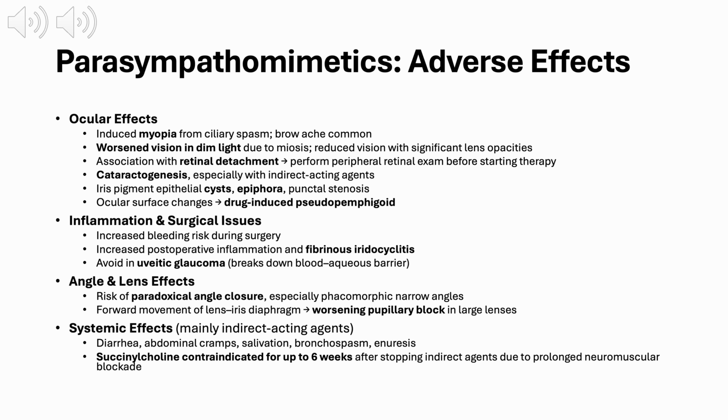Starting with ocular effects, these drugs can induce myopia from ciliary muscle spasm, often accompanied by brow ache. Patients may also experience worsened vision in dim light due to miosis, especially if lens opacities are present. There's a known association with retinal detachment, so a careful peripheral retinal exam should be done before starting therapy. Long-term use has been linked to cataract formation, particularly with indirect-acting agents.